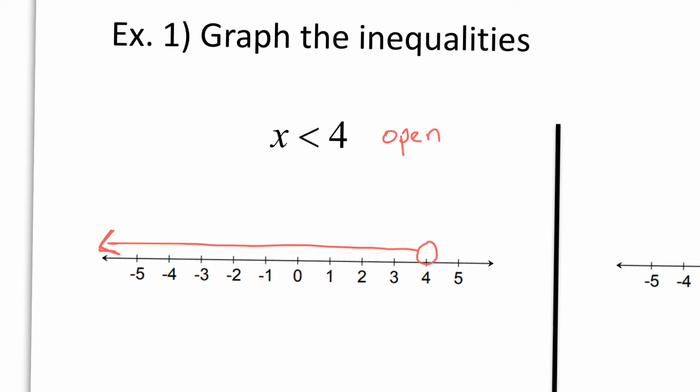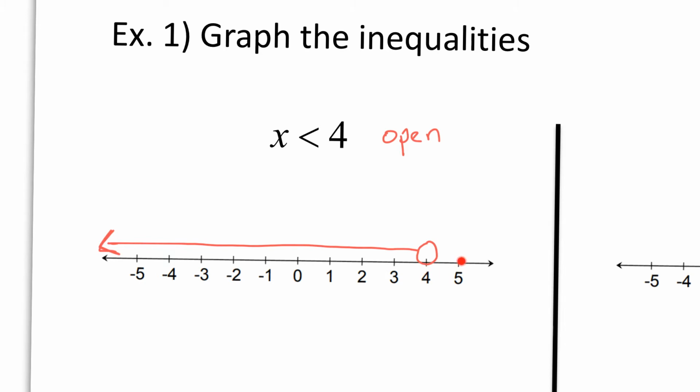So look, think about it. If you put a negative 5 here, negative 5 is less than 4, true. If you put a negative 1 here, negative 1 is less than 4, true. If you put a 2 right here, 2 is less than 4, true. And if you put a 4 right here, 4 is less than 4, not true. That's false. That's why it's open, because this is telling you that this number is not included in your answer.